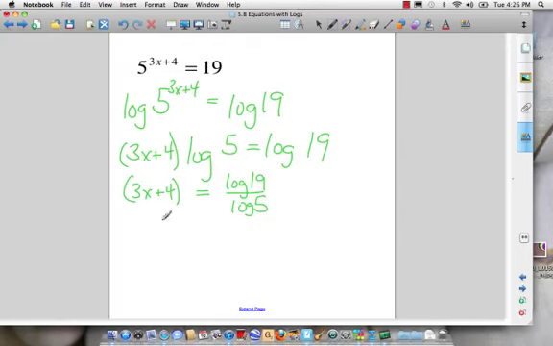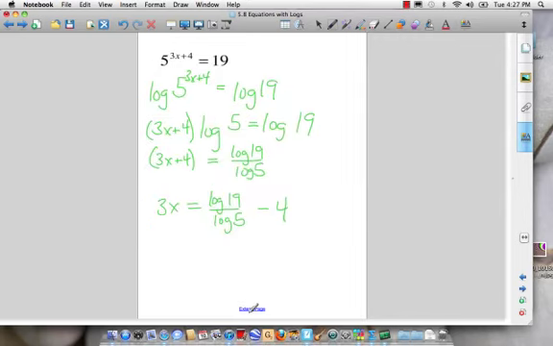And now I'm pretty close. 3x would equal log 19 over log 5 minus 4. I'm subtracting 4 from both sides. And then the final step would be to divide both sides by 3. And the expression is going to look somewhat involved, but you just need to enter it into your calculator carefully. So all of that divided by 3. And again, I'm going to leave it to you to go ahead and enter that into your calculator.